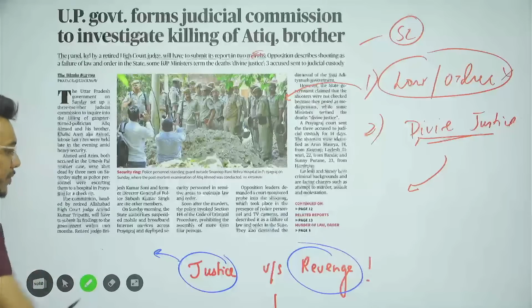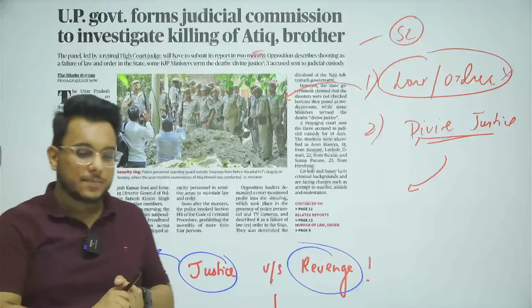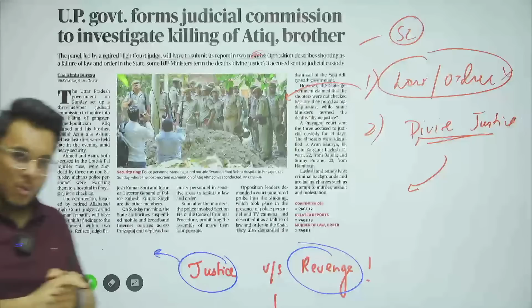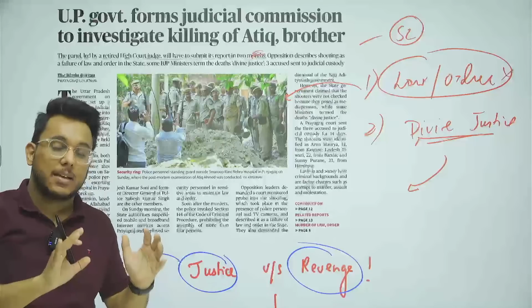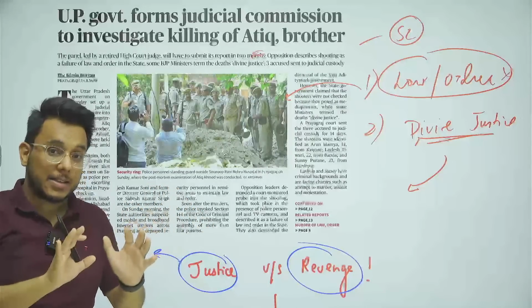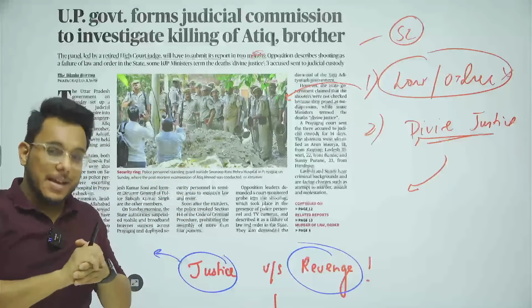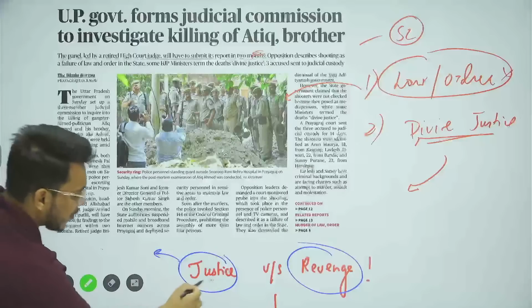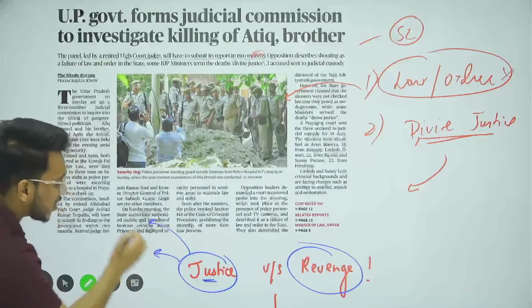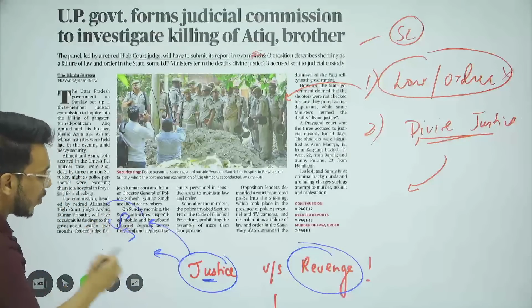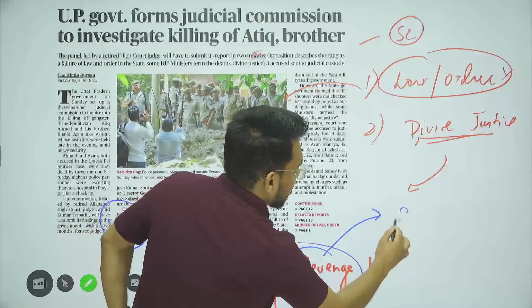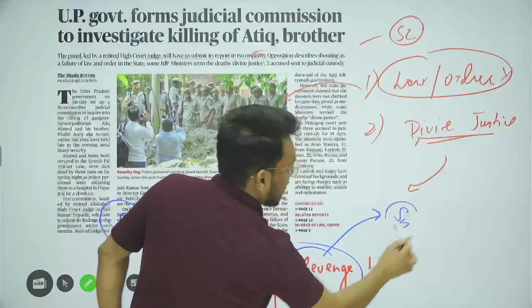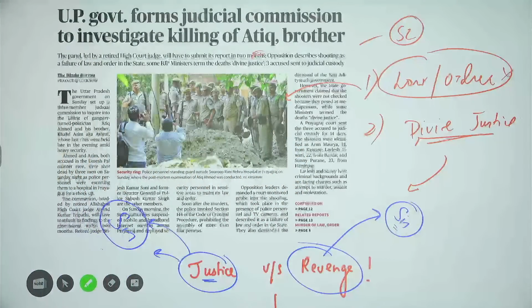Fine. Now understand this particular thing, guys. I would like to use one quotation here. Mahatma Gandhi ji said that hate the sin and not the sinner. Now understand this particular thing, that when we talk about justice, justice wants to punish the sin. But when we talk about revenge, revenge wants to punish the person who has committed the sin, that is the sinner.